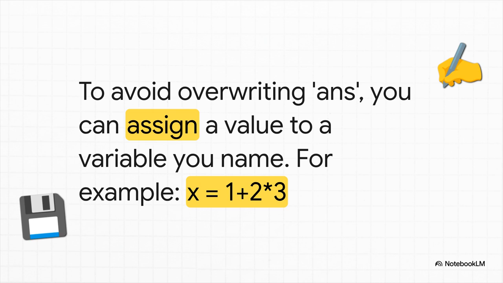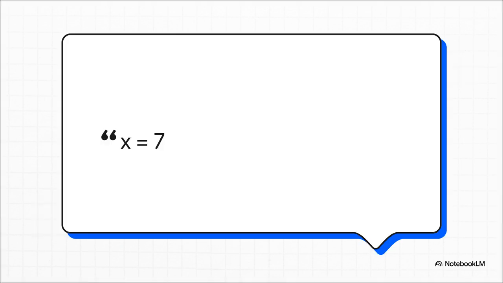Let's try that exact same calculation, but this time type x = 1 + 2 * 3. What we're doing here is telling MATLAB, hey, do this math, and whatever the result is, store it in a new variable named x for me. And there it is, confirmation. MATLAB says, you got it. I've created a variable called x, and I've put the value 7 inside it.